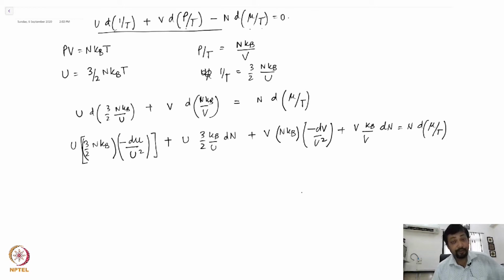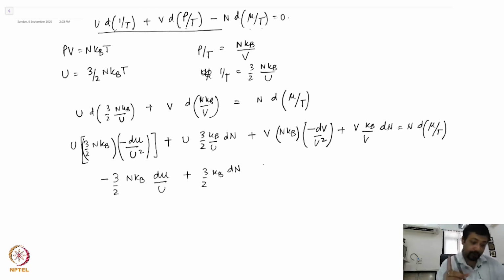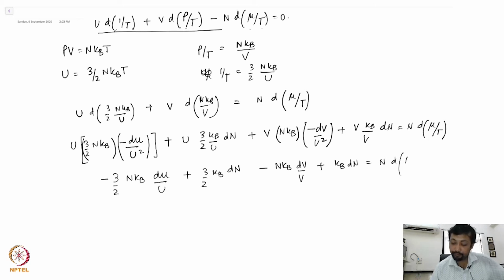Let's simplify. It's a little bit of algebra, but it's doable. So this tells you minus 3 by 2 N k_B dU by U plus 3 by 2 k_B dN plus, again we will have a minus sign because of the derivative, we will have minus N k_B dV by V plus k_B dN is equal to N d mu by T.